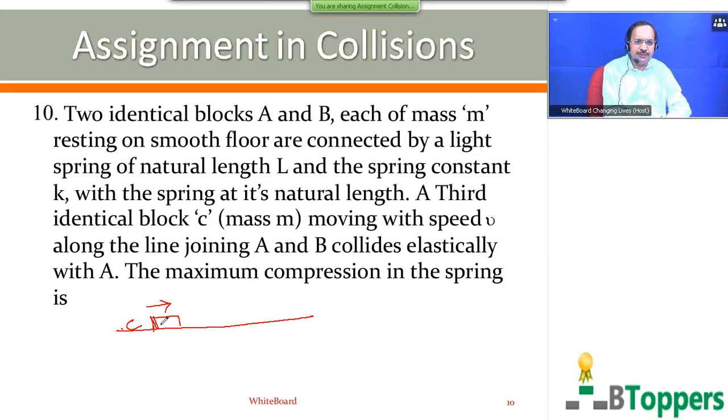Third block C here of same mass m moving with velocity v. So A and B are connected by a spring of natural length L0. So velocity of the block A is originally 0. Of course, even the velocity of block B is also originally 0.